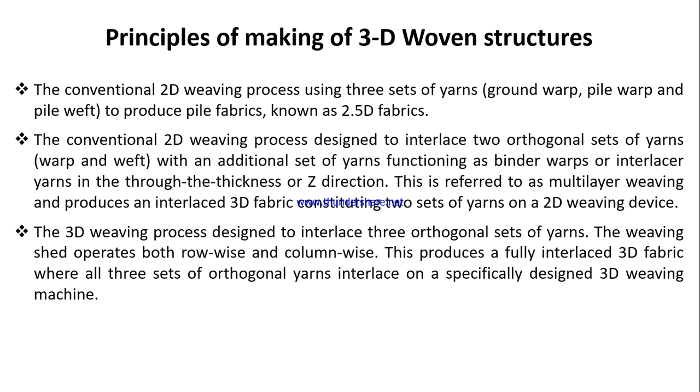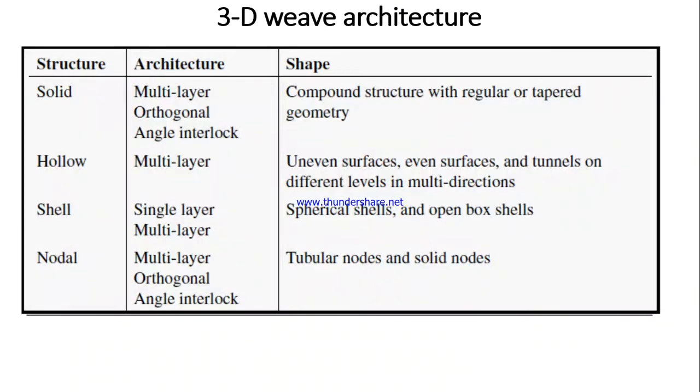So for that particular purpose of set formation, both row-wise and column-wise, and the feeding of the interlacer warp yarn, a specially designated 3D weaving machine is required. So these are the various 3D weave architectures, or simply the 3D woven fabrics, which are developed and present in the market. The name of the structure, their architecture and shapes are given here in this table.